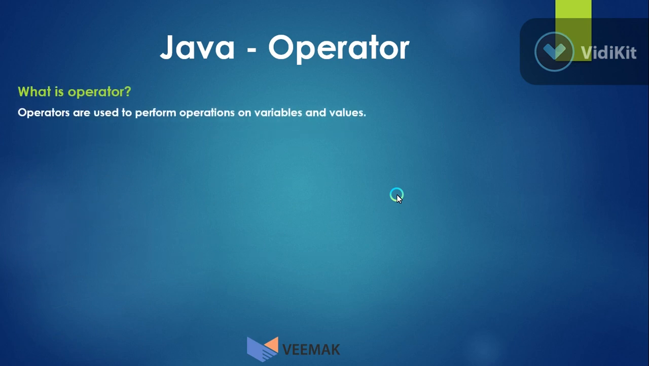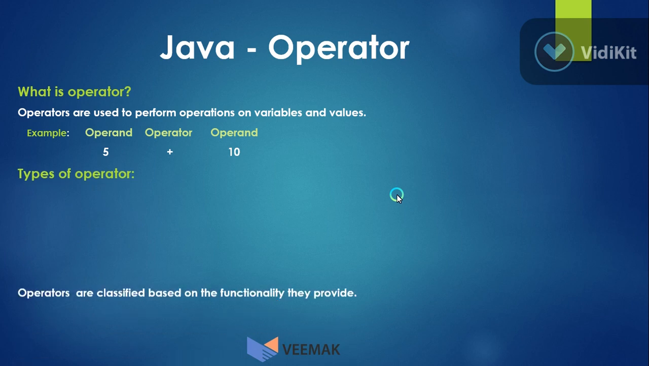What is operator? Operators are used to perform operations on variables and values. For example, 5 and 10 are operands, plus is the operator. This operator is used to add numbers.